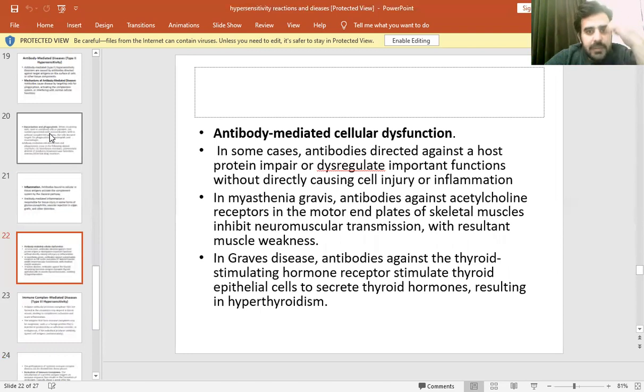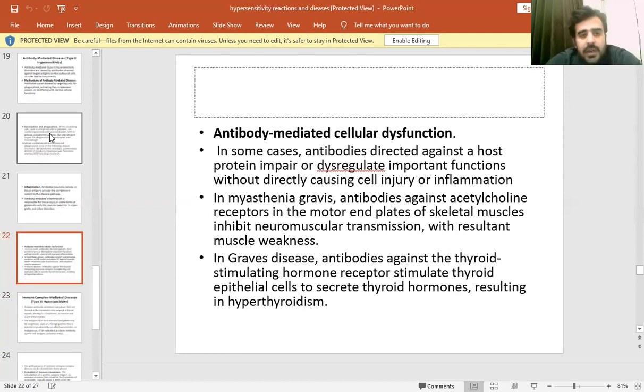In some cases, when antibodies are directed against host proteins, they will impair or dysregulate important functions without directly causing cell injury or inflammation. For example, we have myasthenia gravis and Graves' disease. In myasthenia gravis, the antibodies are directed against the acetylcholine receptor in the motor end plates of skeletal muscle, and this will cause inhibition of the neuromuscular transmission. This will result in muscular weakness. In Graves' disease, the antibodies are directed against the thyroid stimulating hormone receptor on the thyroid gland. It will stimulate the thyroid epithelial cells to secrete more thyroid hormone, resulting in hyperthyroidism.